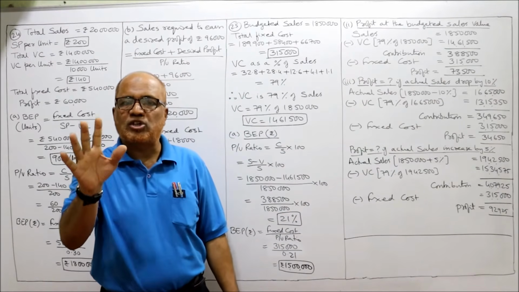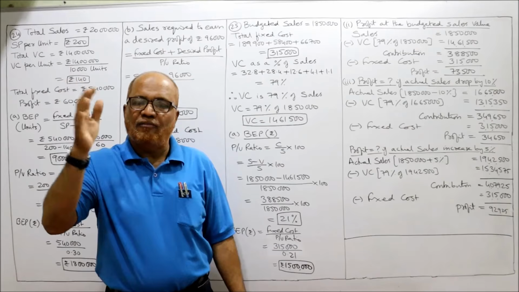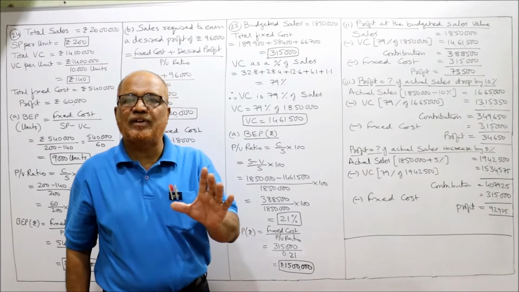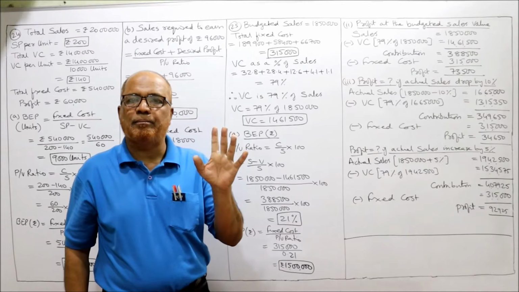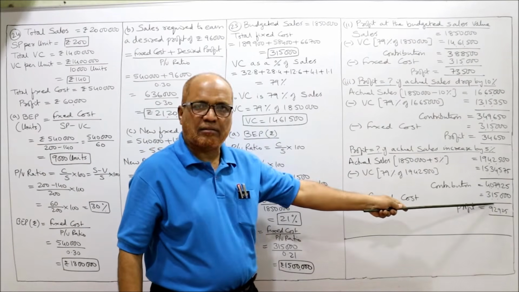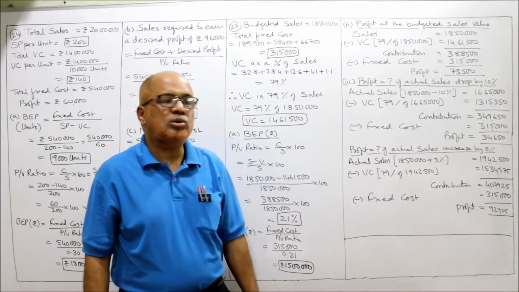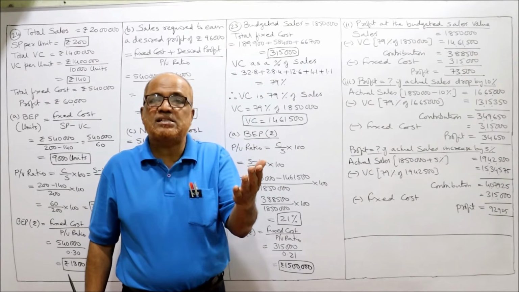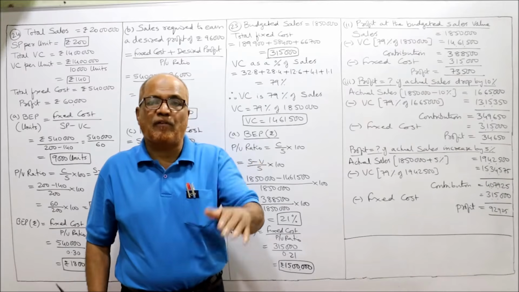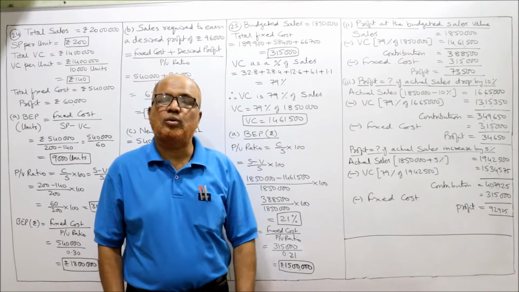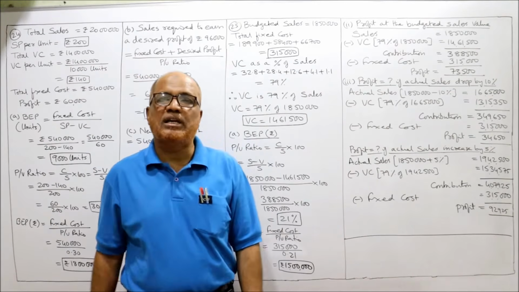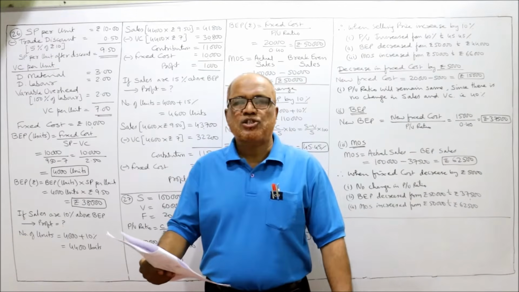Just now I told fixed cost will remain constant whether sales increase or sales decrease. The nature of fixed cost, it will remain same. So 3,15,000. Subtract. The profit will become 92,925. So if sales increase by 5%, then the profit will become 92,925. That's all. This is the end of problem number 25. Come on, see the next problem.